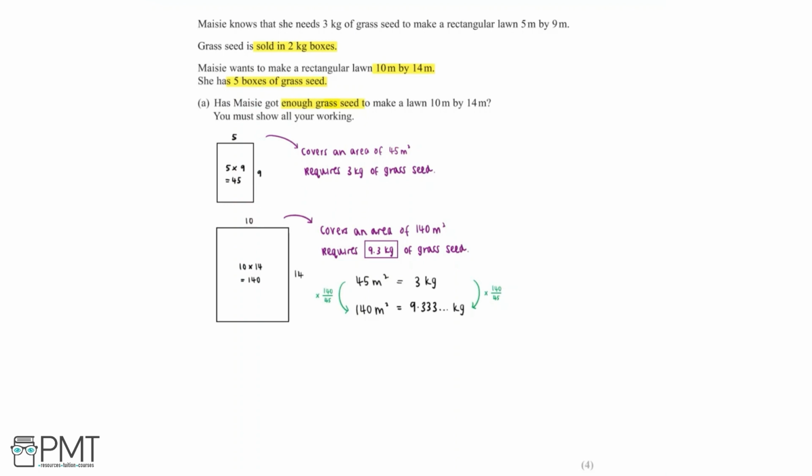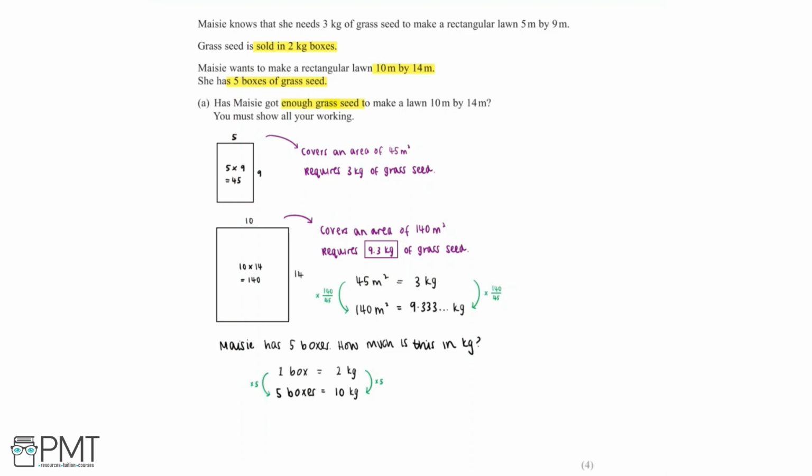Now we're not told how many kilograms of grass seed Maisie has, but we are told that she has 5 boxes of grass seed. And so let's work out how many kilograms of grass seed there are in 5 boxes. We're told that grass seed is sold in 2 kilogram boxes, and so we know that one box contains 2 kilograms of grass seed. Now to find out how many kilograms of grass seed is in 5 boxes, we can multiply both sides by 5. 1 multiplied by 5 is equal to 5, and 2 multiplied by 5 is equal to 10. And so we can say that in 5 boxes there are 10 kilograms of grass seed. And so we've now found out that Maisie has 10 kilograms of grass seed.